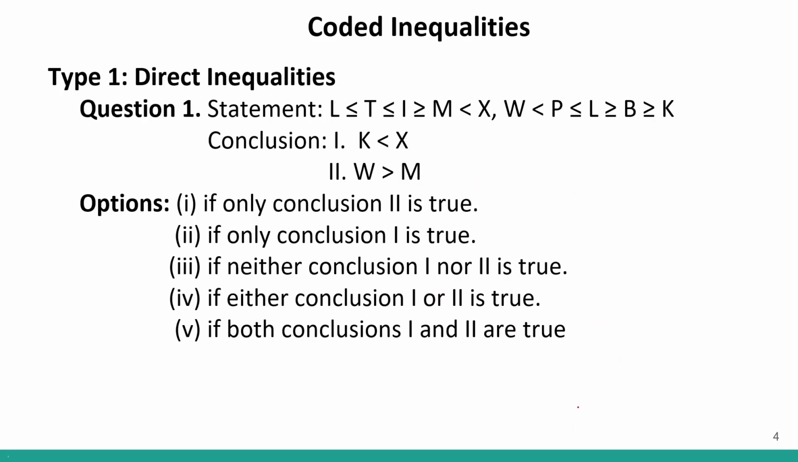So in today's lecture, let us start with type 1, that is direct inequalities. Let us start with question 1. A statement is given to us. In this statement, various relationships between various elements, L, T, I, M, X, W, P, B, K, are given. Based on these statements, we have two conclusions. We have to answer whether these two conclusions follow or not. We are looking for only definitely true conclusions, correct?